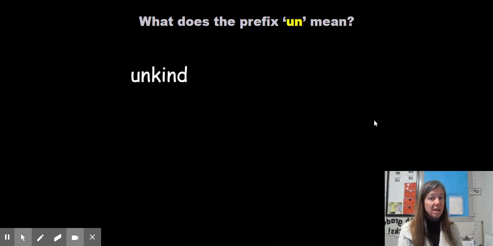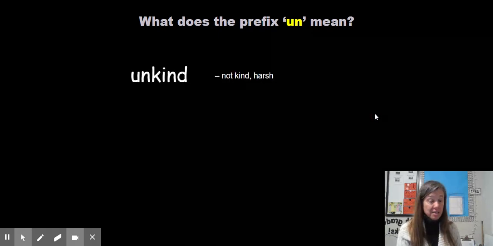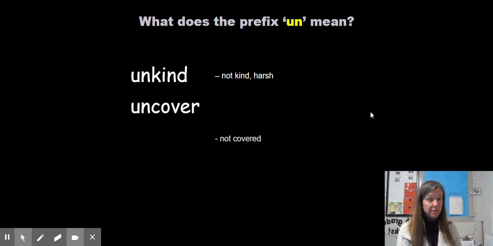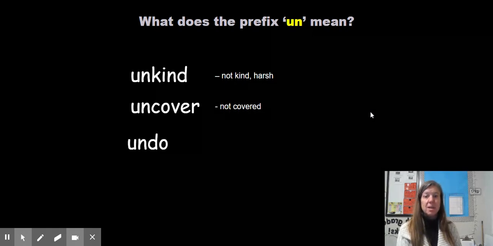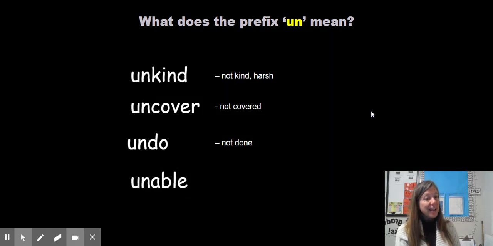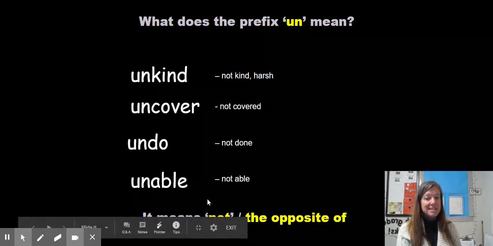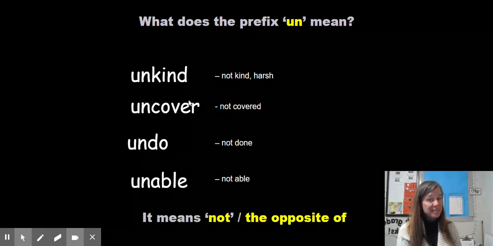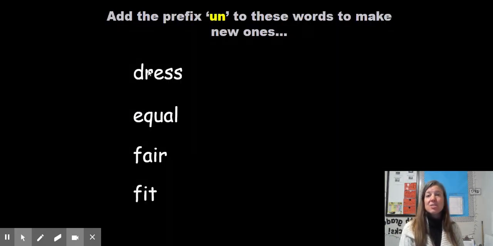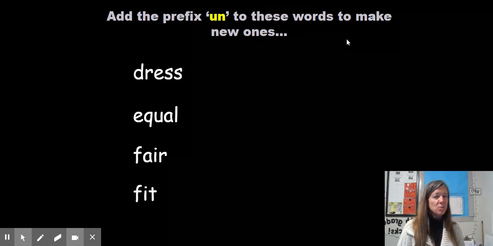So the prefix un. Unkind, not kind, or harsh or cruel. Uncover, not covered. Undo, not done. Unable, not able to do it. So it means not or the opposite of. So when you see that un at the beginning with a base word that can stand by itself, it simply means not.